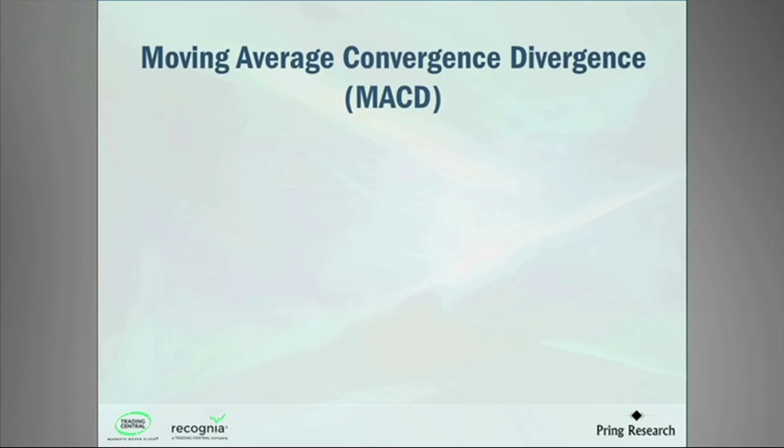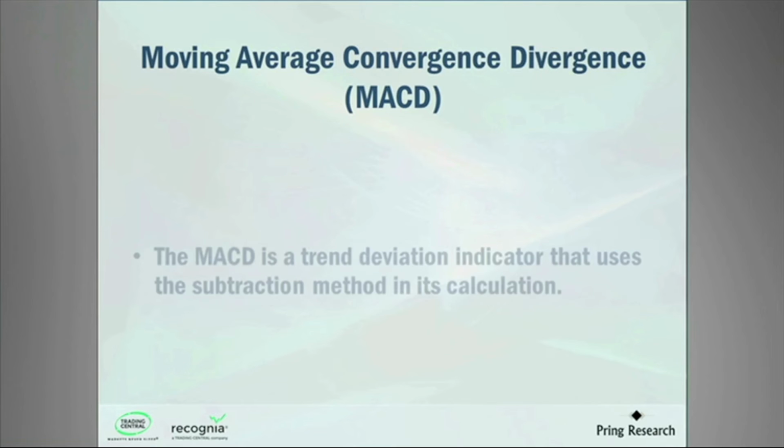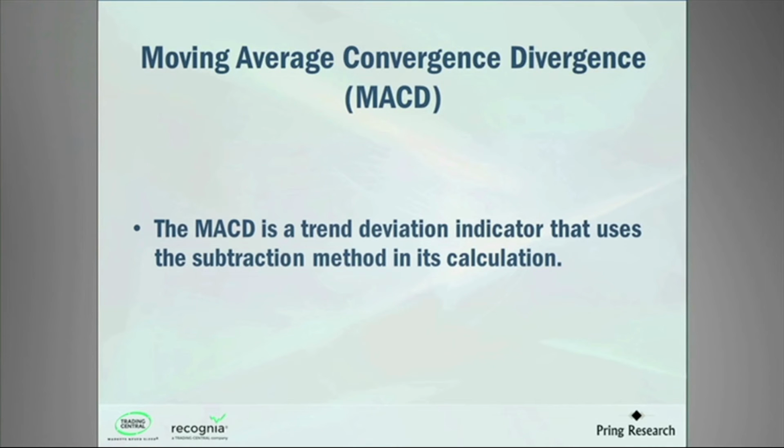The moving average convergence divergence trading method, the MACD, is a form of trend deviation indicator that uses two exponential moving averages, the shorter being subtracted from the longer. The two moving averages are usually calculated on an exponential basis. You'll recall from our session on moving averages that exponential moving averages, or EMAs, give greater weight to the more recent periods and are therefore more sensitive than simple moving averages.